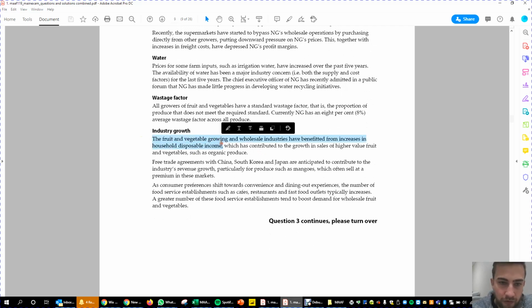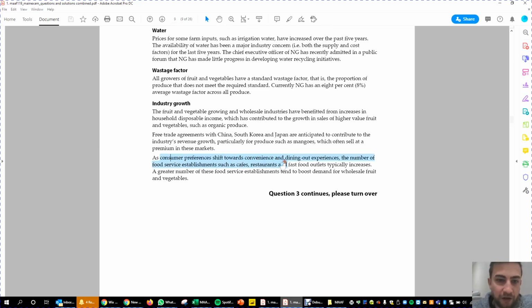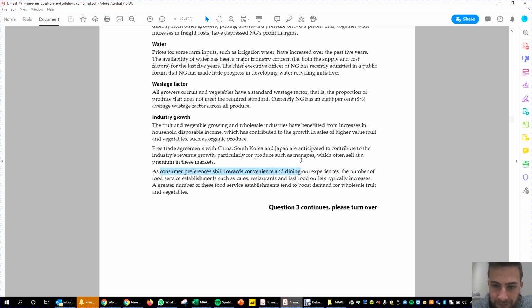Okay, so industry growth. They've benefited from increasing household disposable income, so nothing of particular risk there. Free trade agreements haven't really changed anything, but there is a potential risk as consumer preferences shift towards convenience and dining out experiences. So potentially they may lose sales through this. Whilst there's demand for wholesale fruit, they may lose their supermarket sales as a result of that.